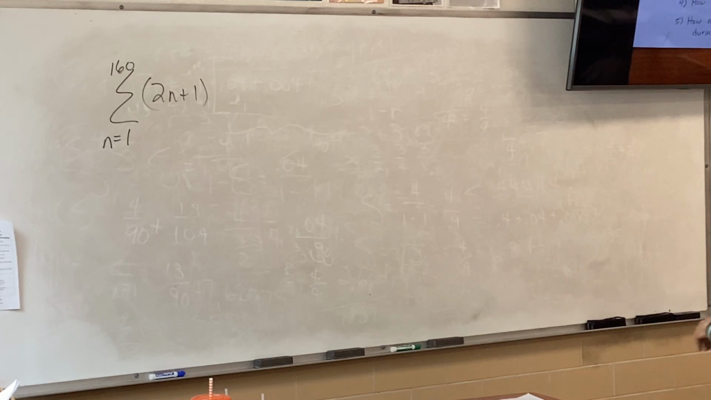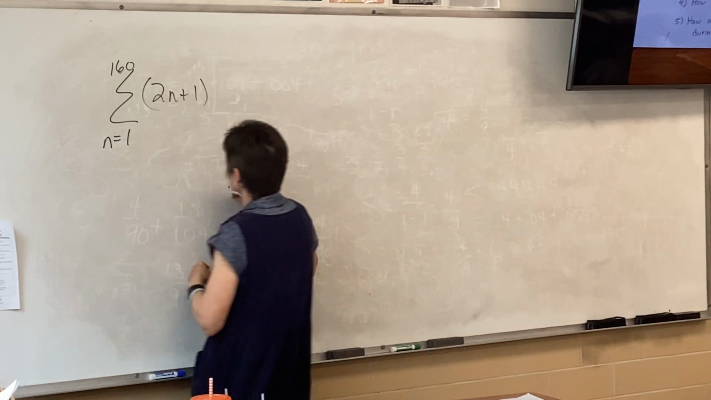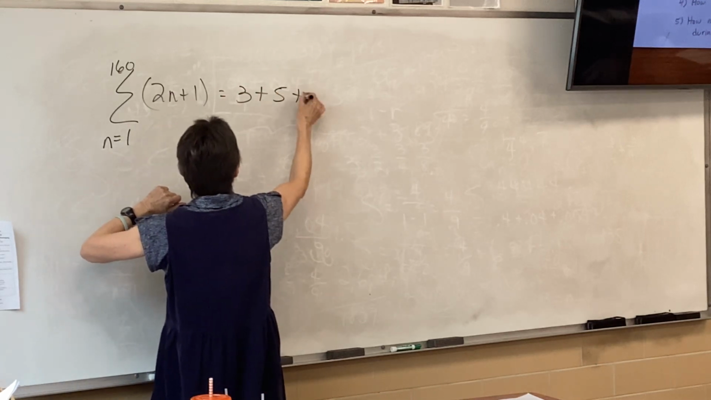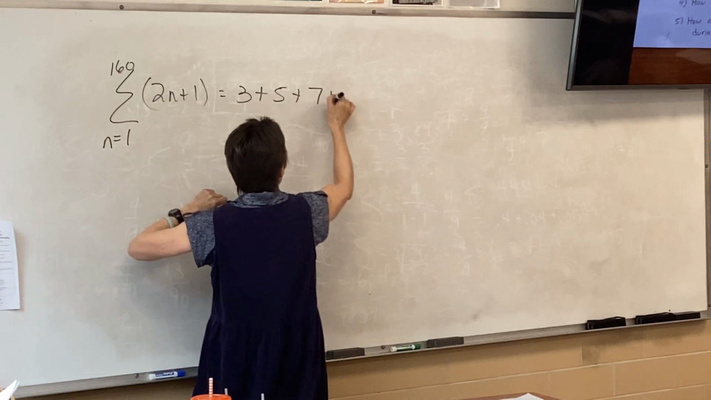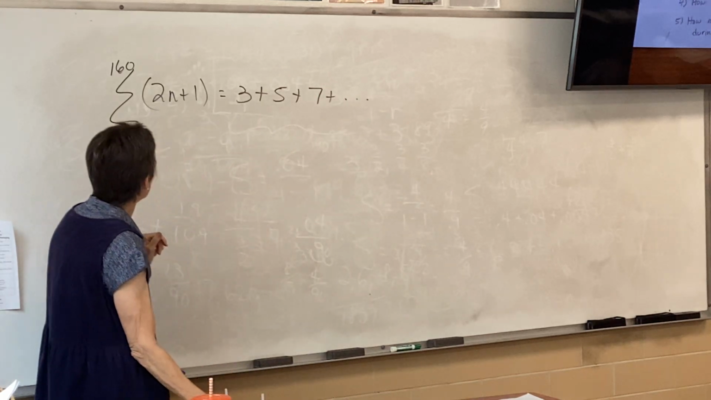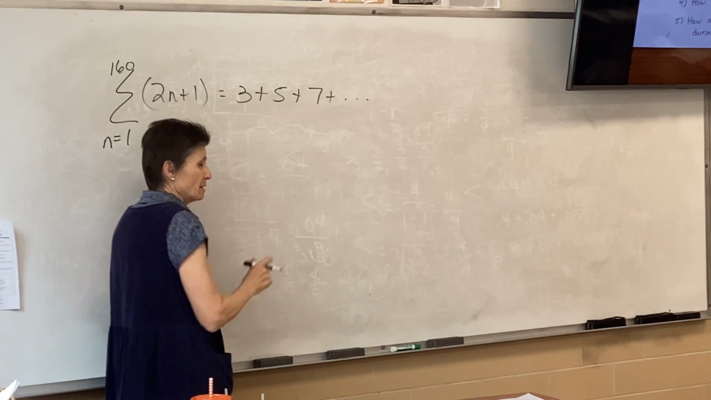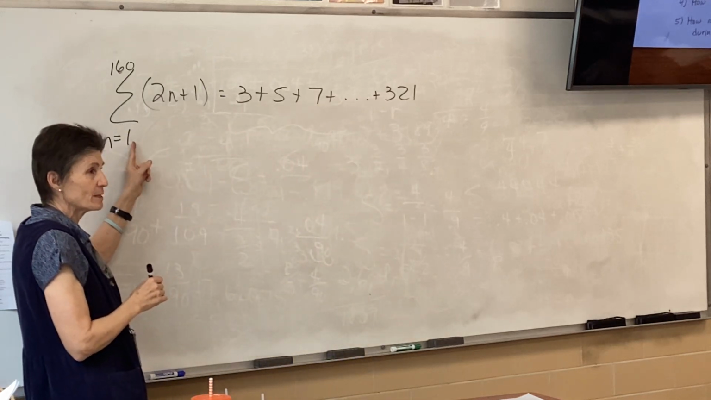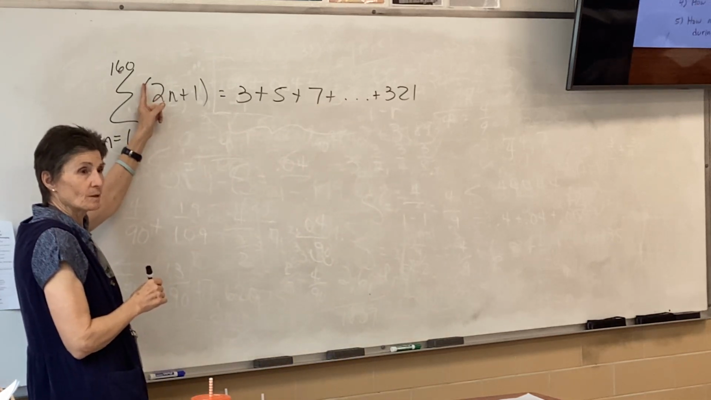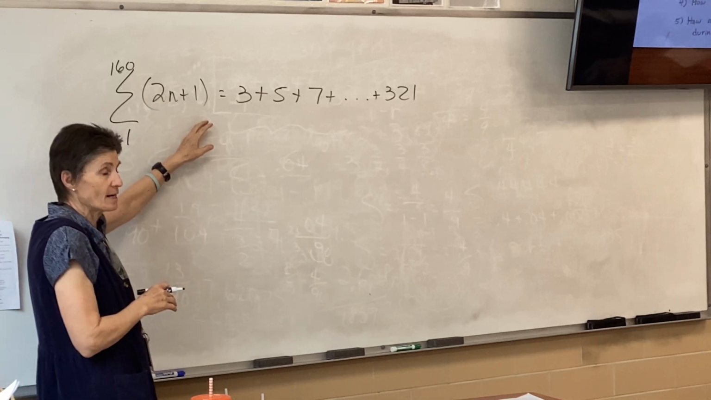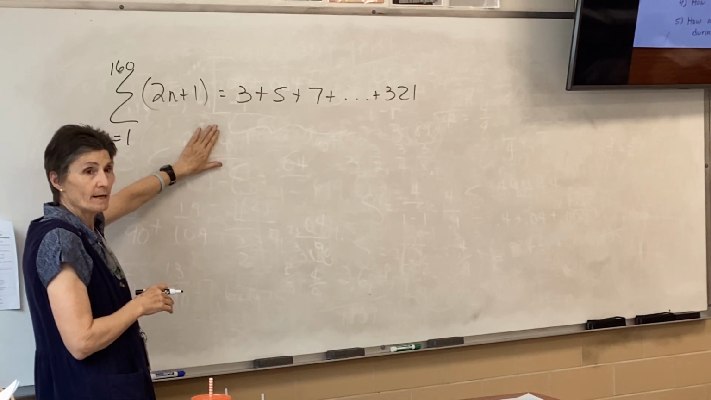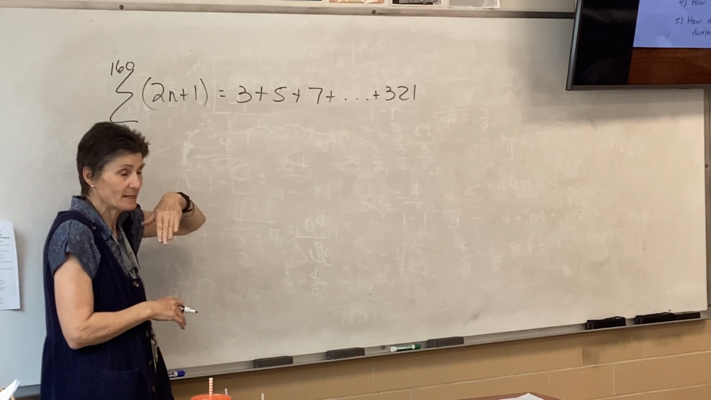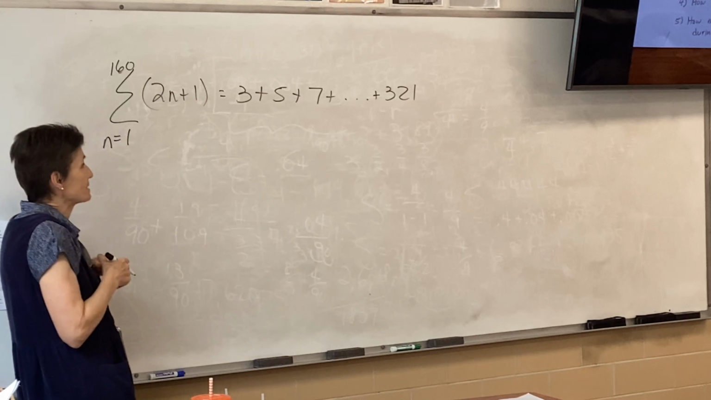So when I plug in 1, I get 3. And when I plug in 2, I get 5. Plugging in 3 is 7, and I really don't want to keep going. The last one will be 321. So I'm going to plug in every number from 1 to 160, and I need to add all these up. I always like to write out a few of them because that tells me what I'm dealing with. What kind of a series is this?